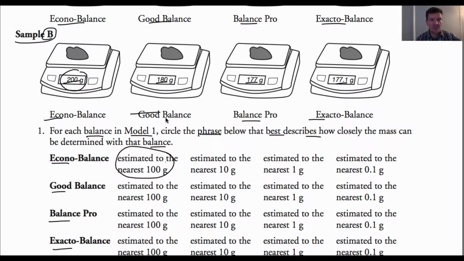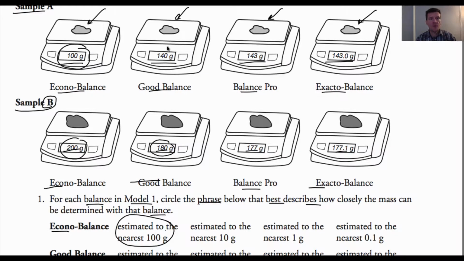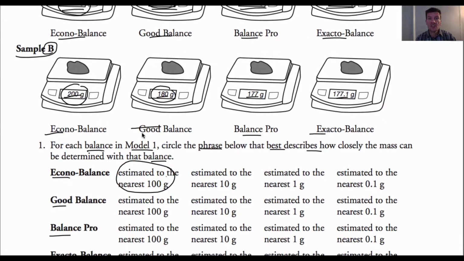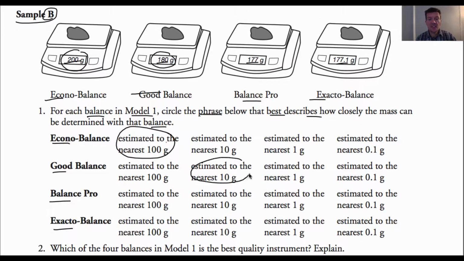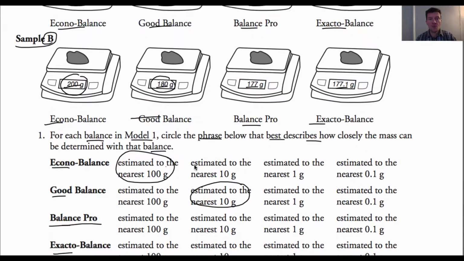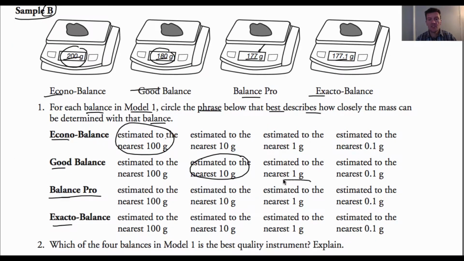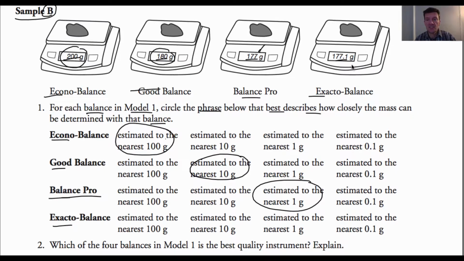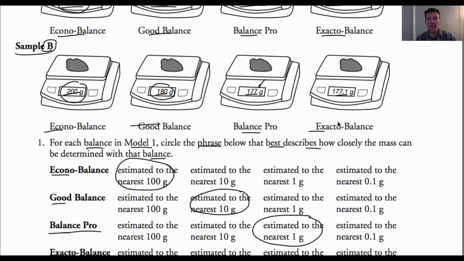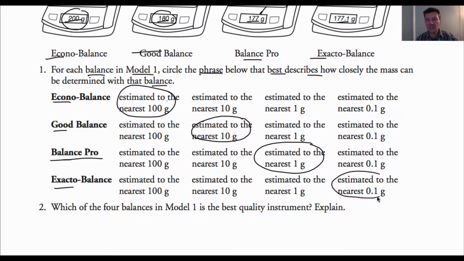The good balance, you'll notice that you have measurements of 180 here and 140 here, so that is going to the nearest 10 grams. The balance pro, you have digits here in the units place or ones place, so that is going to the nearest 1 gram. And then for the exacto balance, you've got tenths of a gram, and that means it is estimated to the nearest tenth of a gram.